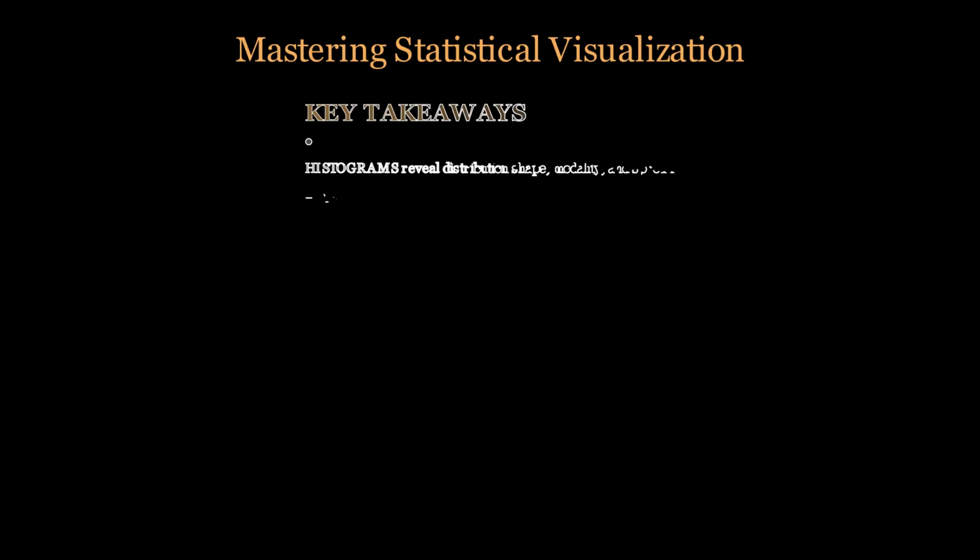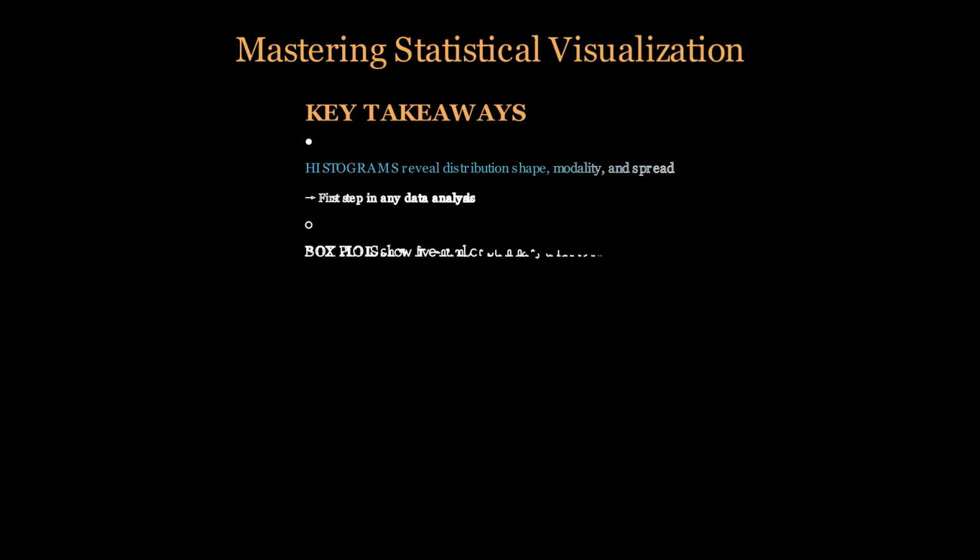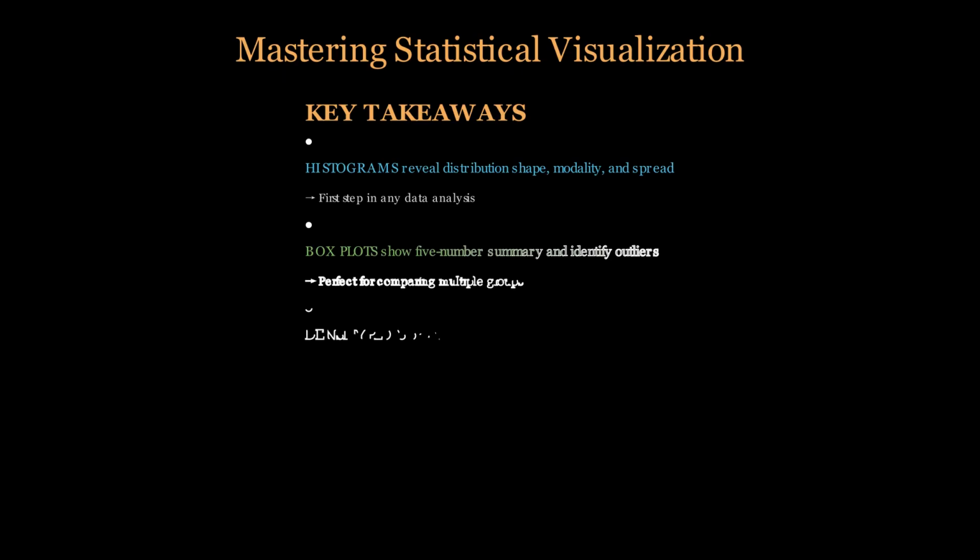Let's crystallize your knowledge with these key takeaways. Histograms reveal distribution shape, modality, and spread. They should be your first step in any data analysis, showing patterns that summary statistics hide. Box plots display the 5-number summary and identify outliers explicitly, making them perfect for comparing multiple groups and detecting unusual values.